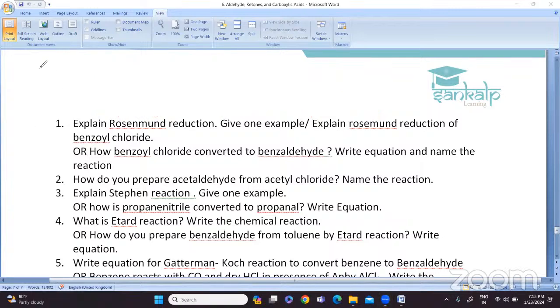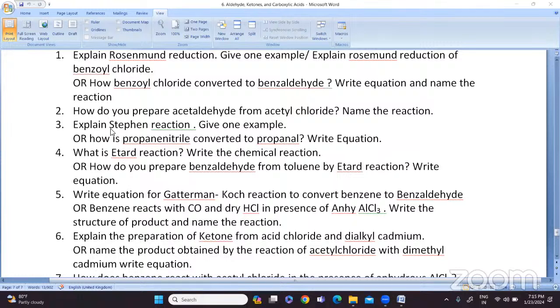Moving further, next question. Explain Stephen reaction. Give an example. This is a direct question. A twisted way of asking this particular question is, how is propane nitrile converted to propanal? Write the equation. Now how to answer this?